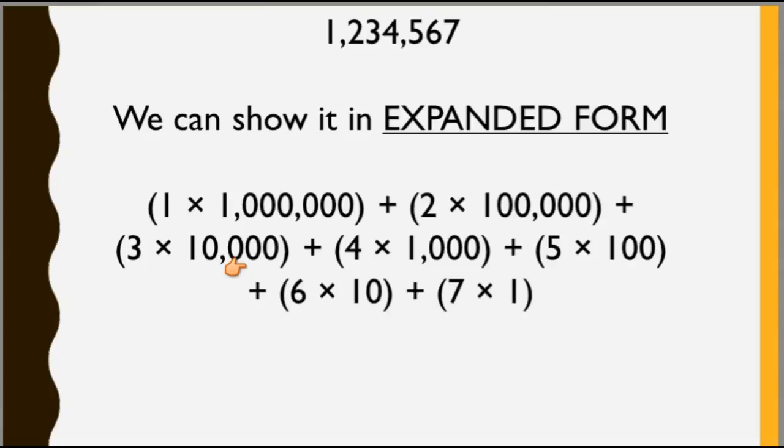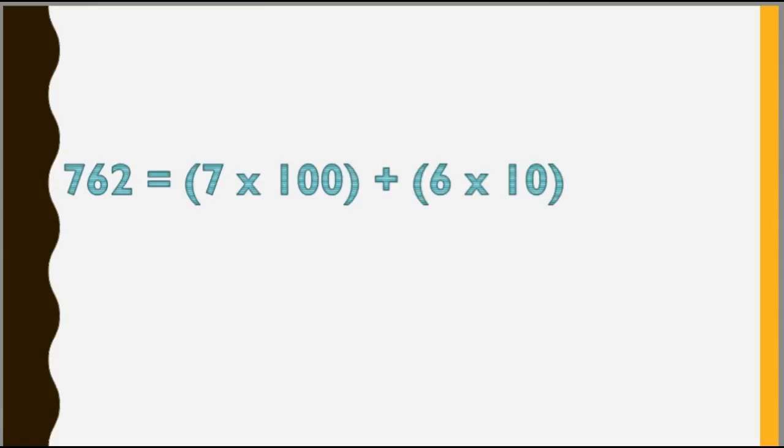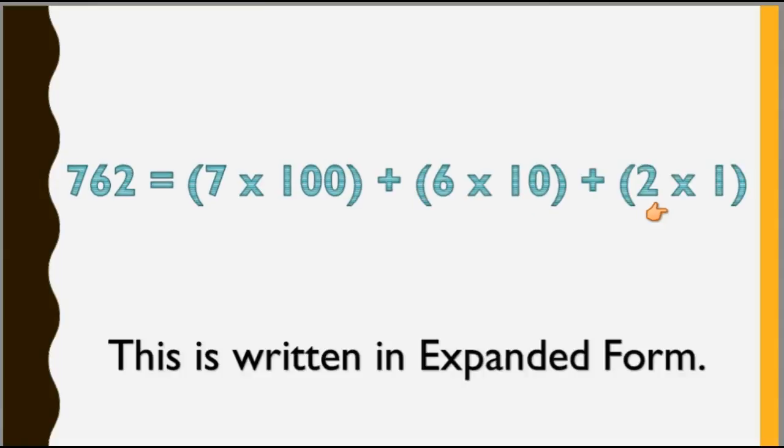So that's a little bit big. Let's take a real quick look at this in a smaller way, and I think it's a little bit easier to understand. So this is 762, but if you wrote it in expanded form, you would first take that 7 and say 7 times 100, because it's in the hundreds place, and you add it to that 6, which is in the tens place, and then you add it to that 2, which is in the ones place. Okay?